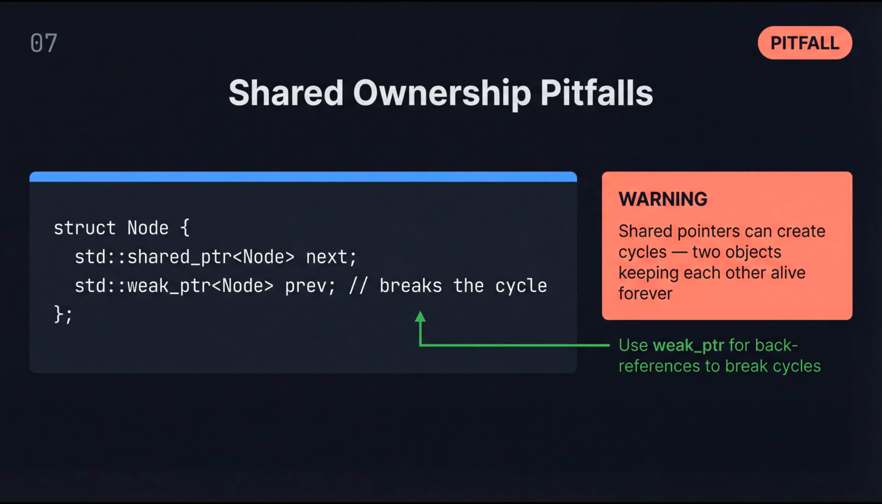A memory leak. The fix is weak pointer. In this node struct, next is a shared pointer. It owns the forward reference. But prev is a weak pointer. It can observe the previous node without keeping it alive. When all shared pointers to a node are destroyed, the node is cleaned up, even if weak pointers still reference it. Use weak pointer for any back reference, parent pointer, or observer in a graph-like structure.